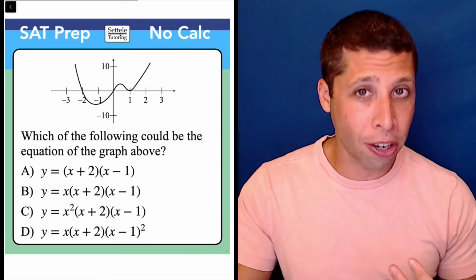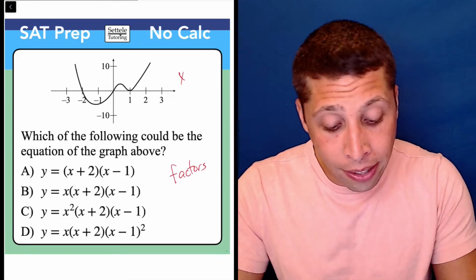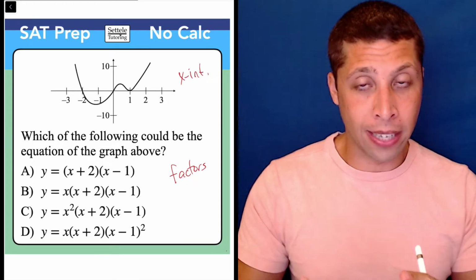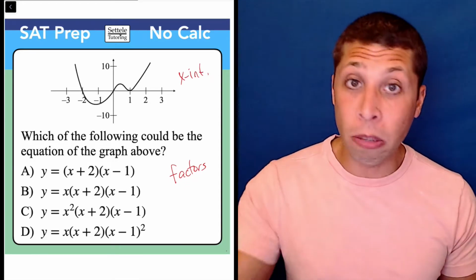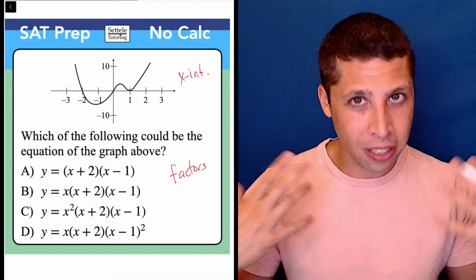What this question is actually asking is about the concepts of factors and x-intercepts. These are two very, very important ideas for the SAT. They come up a lot. We use them a lot in things like quadratics. Clearly here we have something that's more complicated, but it's still the same rule.